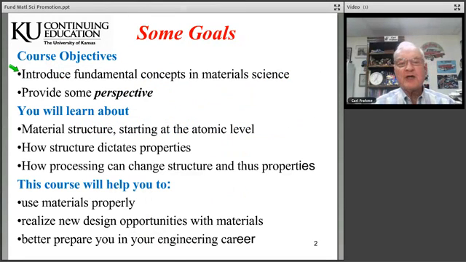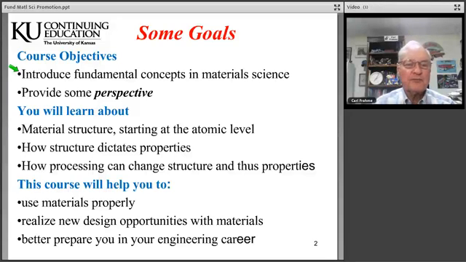There are a number of objectives we have with this course. This is the equivalent of a full semester undergraduate course in material science. It is basically the course I teach at the University of Kansas several times a year. There are some objectives for this course.